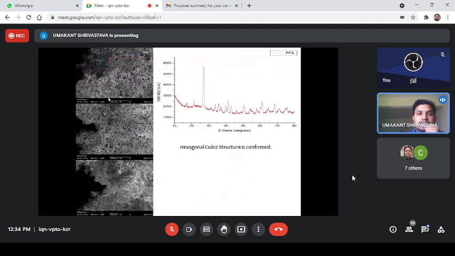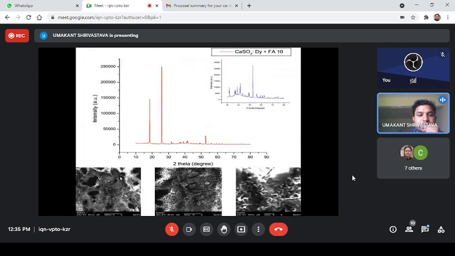And this is the same analysis of the pure fly ash sample, in which we can clearly confirm the spherical shape of fly ash at 500 and 1000 magnification, and the highest intensity of pure fly ash ranging between 5000 to 6000 intensity value, and it confirms the hexagonal cubic structure.